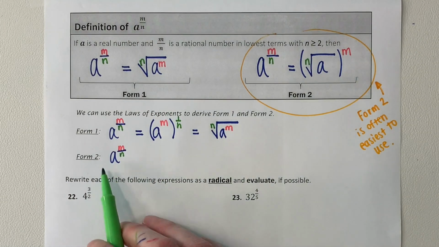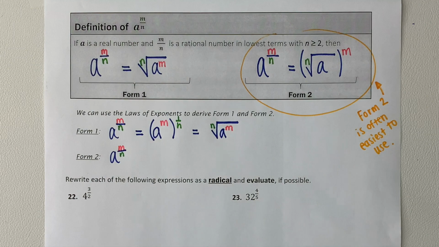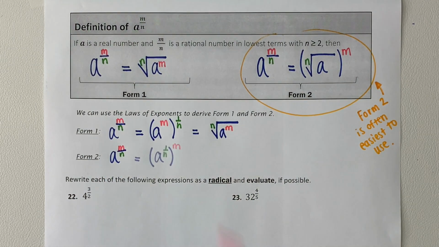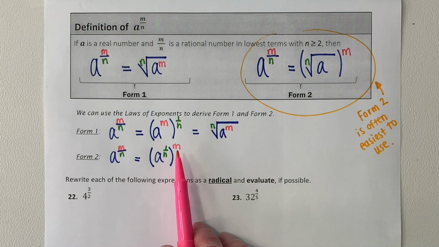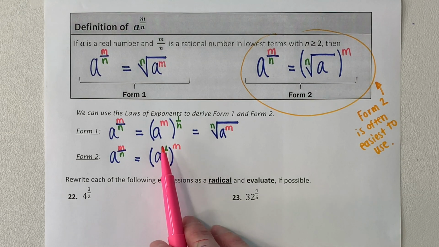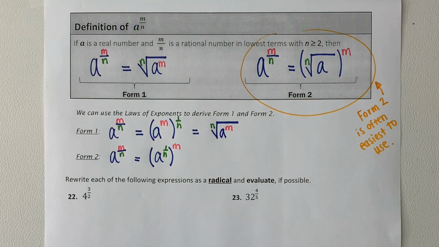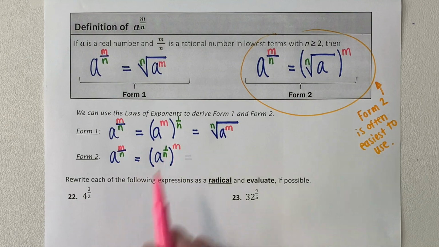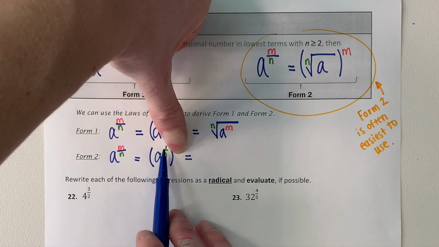We can quickly derive form 2 as well. Let's start with this general expression. And again, I'm going to use the laws of exponents to rewrite this in an equivalent way. This is equivalent to this, because anytime you raise an exponent to an exponent, you can multiply those exponents together to simplify. And if you take 1 over n times m, you get m over n. Now, the rule on the previous page told us that we can rewrite this fractional exponent using a radical. And let's start by ignoring this m, and we'll just focus on a to the 1 over n.